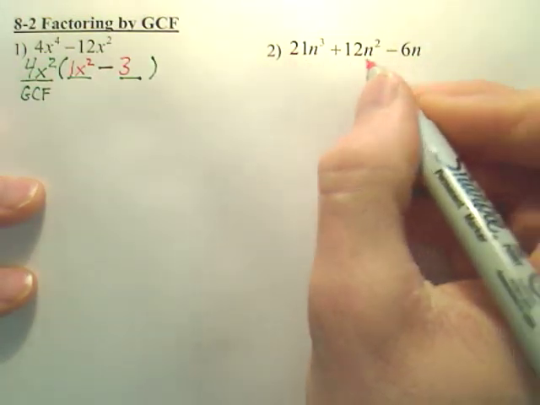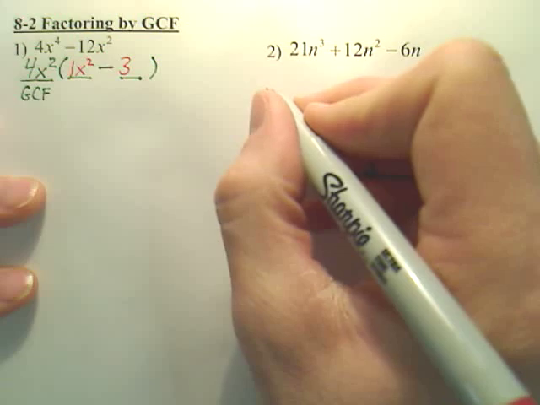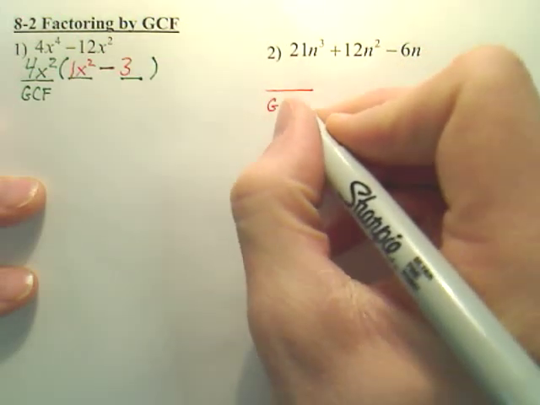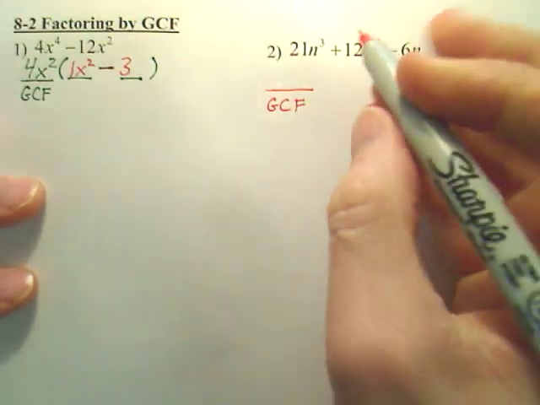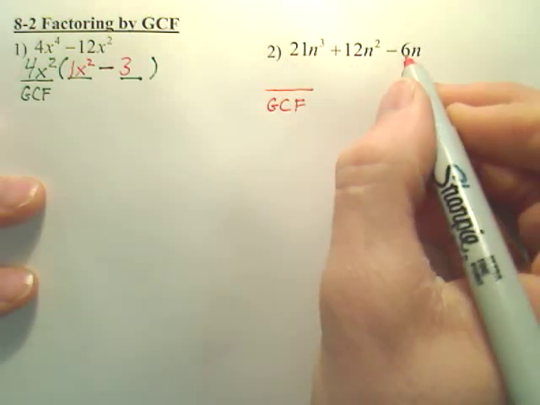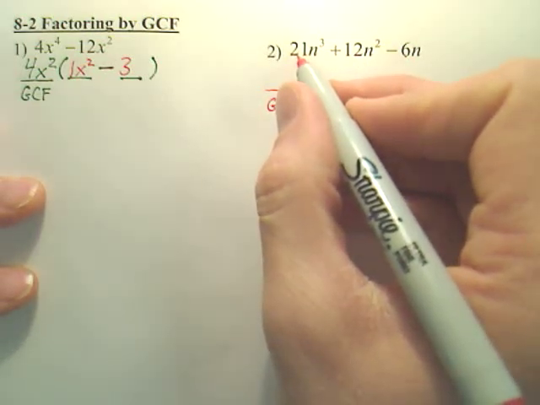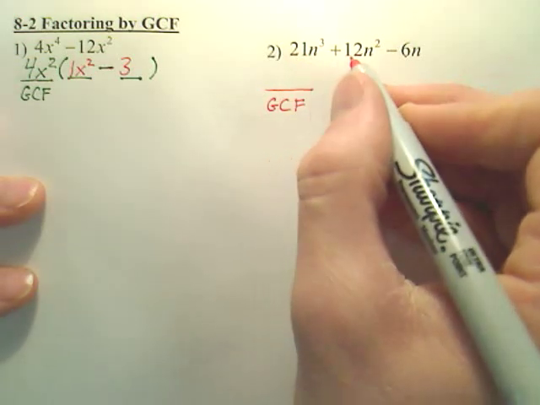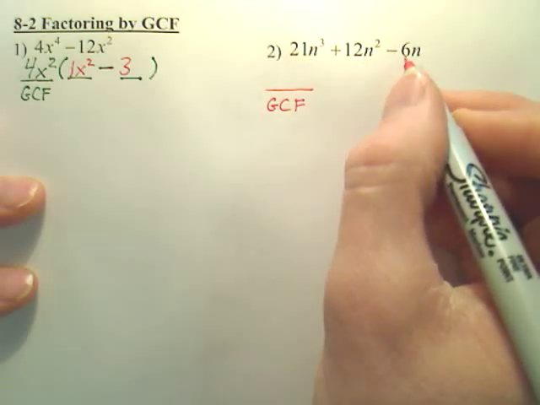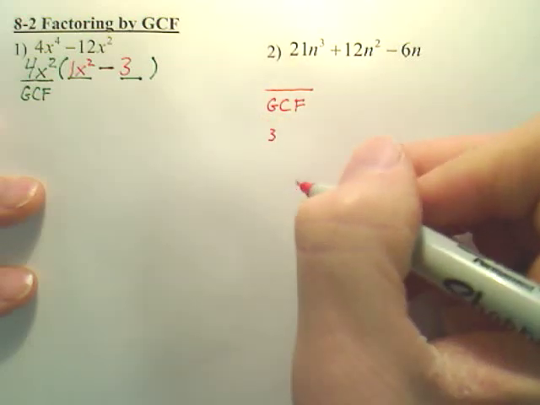Let's look at these 3 pieces and think about what's my GCF. What goes into 21, 12, and 6? So let's start with 2. 2, that's odd. 2 won't work. 3. 3 goes into all those. So 3 is looking good. So 3 might be it.